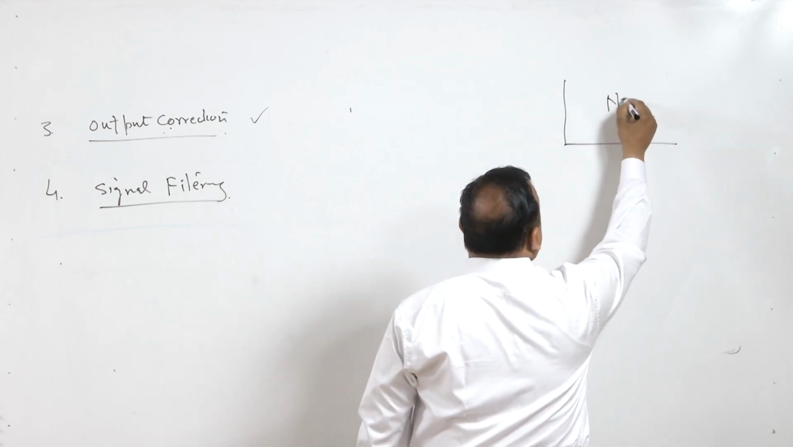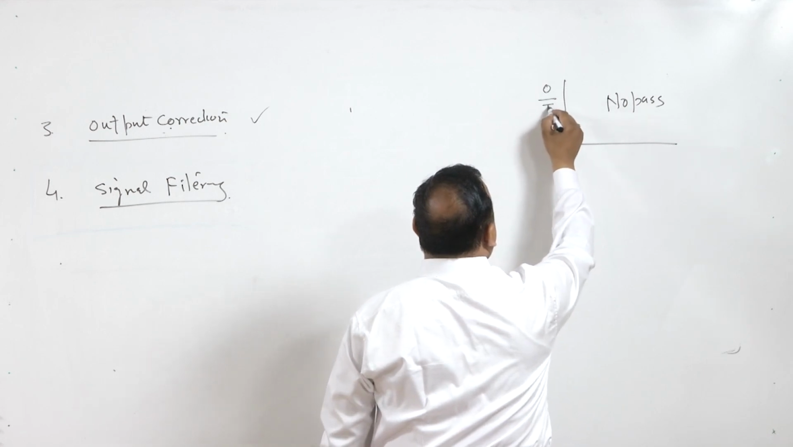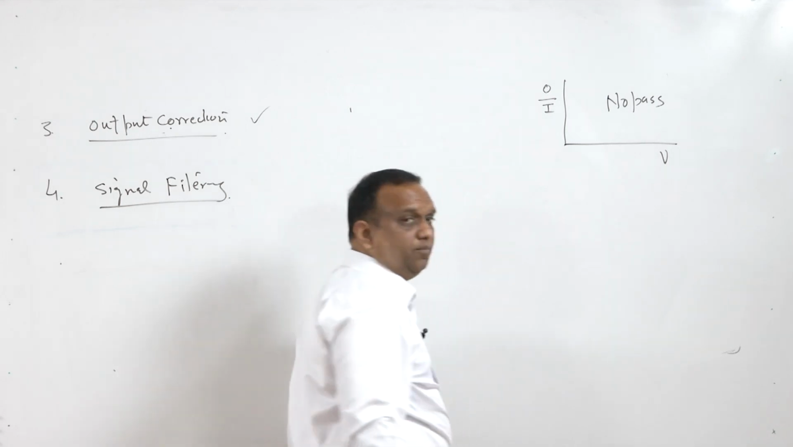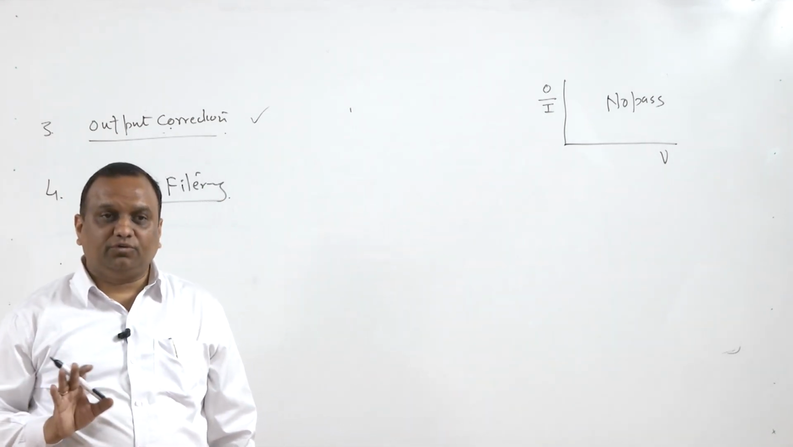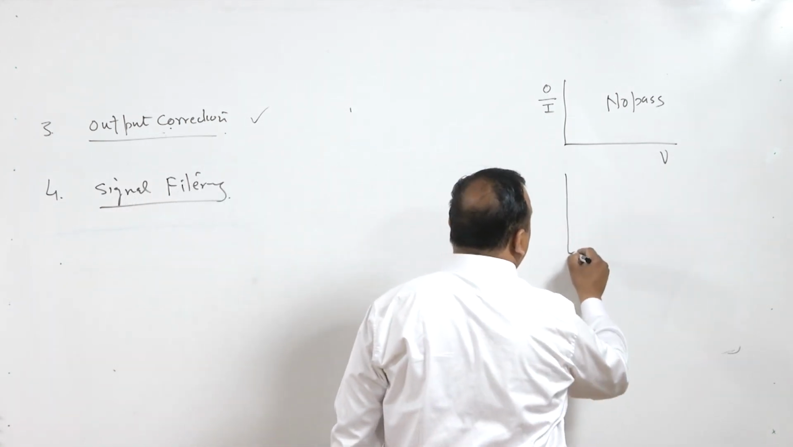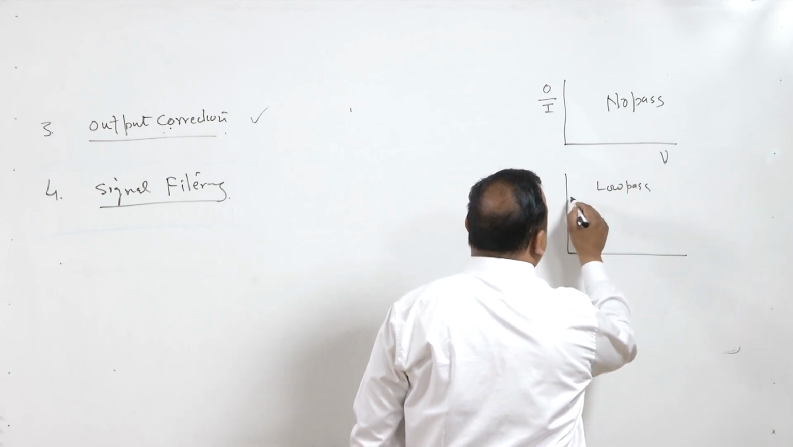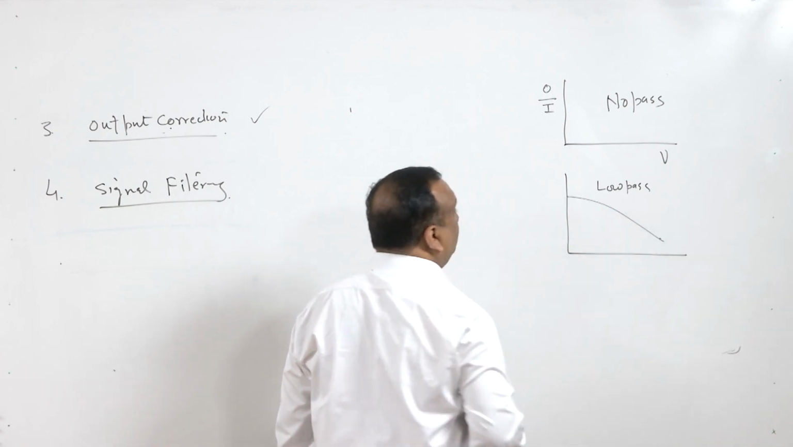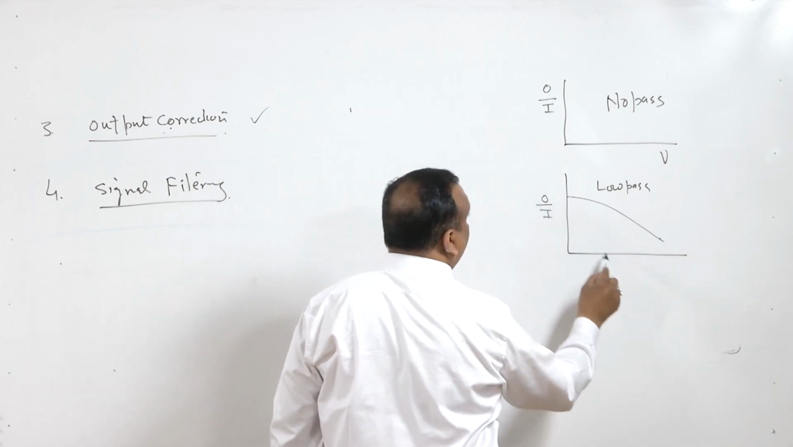no pass. This is output and this is frequency. No pass signal. This filter will not allow any frequency to pass. Then another is low pass. So you fix some frequency level and it will only allow the lower frequencies to pass through the filter.